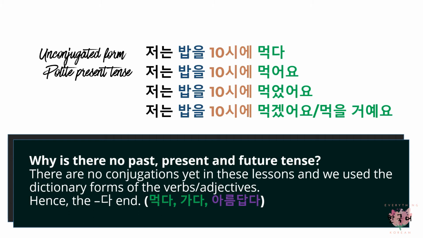But what about if we try to conjugate it in the polite present tense? Therefore, we say 저는 밥을 10시에 먹어요. Next, what about in the polite past tense? 저는 밥을 10시에 먹었어요. And lastly, in the polite future tense, we say 저는 밥을 10시에 먹겠어요 or 저는 밥을 10시에 먹을 거예요. So if you don't understand how this is constructed, don't worry, I just wanted to show you so that you have something to look forward to, and this is going to be taught in the next lessons.